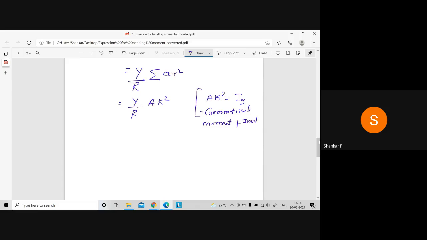And k is the radius of gyration. So therefore, the bending moment can be written as Y by R into Ig. So this is the expression for bending moment of a beam. Bending moment of a beam is nothing but Y by R into Ig.